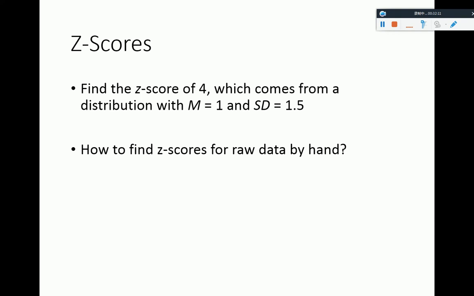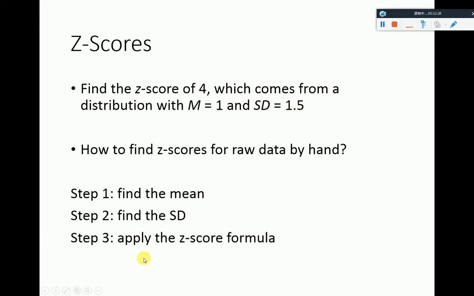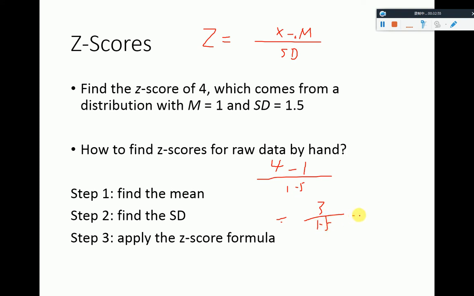But imagine you have paused and you have got an outcome. Let's do this step by step together. The first step is to find the mean. We know the mean, that's 1. The second step is to find the standard deviation. We know the standard deviation here. And apply the z-score formula, which is z-score equals x, the value, minus the mean, divided by the standard deviation. So here it will be 4 minus 1, and the standard deviation is 1.5. So it will be 3 divided by 1.5. The z-score is 2. Easy, huh?